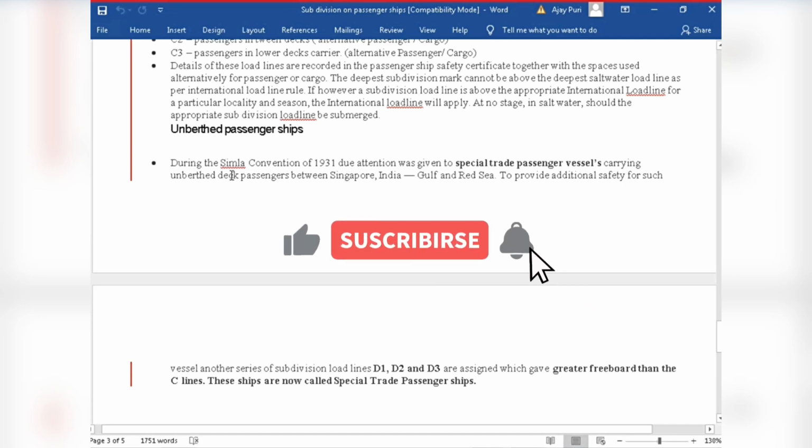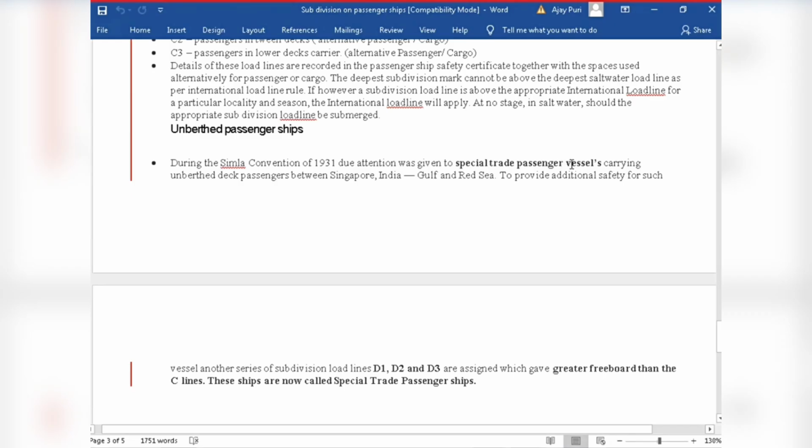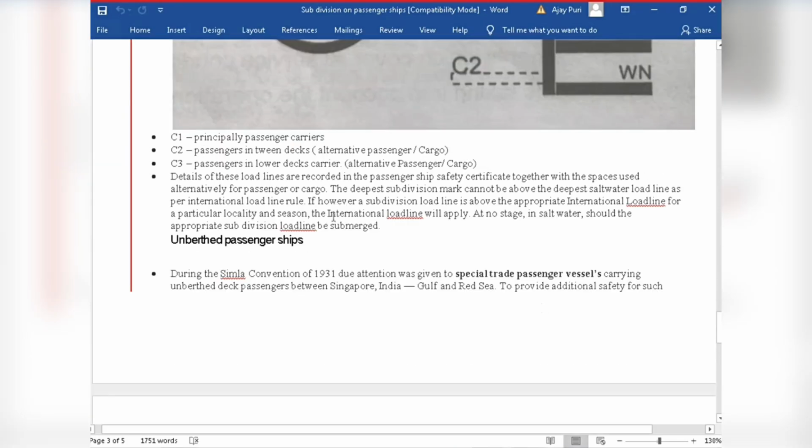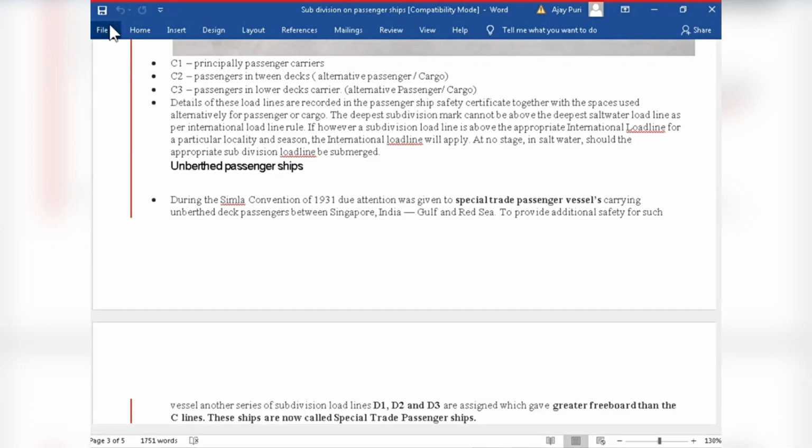So during the Simla Convention of 1931, due attention was given to special trade passenger ships carrying unberthed deck passengers between Singapore, India, Gulf, Red Sea, those Hajj passengers. So to provide additional safety, you had another series of load lines known as D1, D2, D3, which had greater freeboard than sea lines, and they are known as special trade passenger ships in India. That is what I wanted to do, so that you know for unberthed passenger ships which are the special load line.